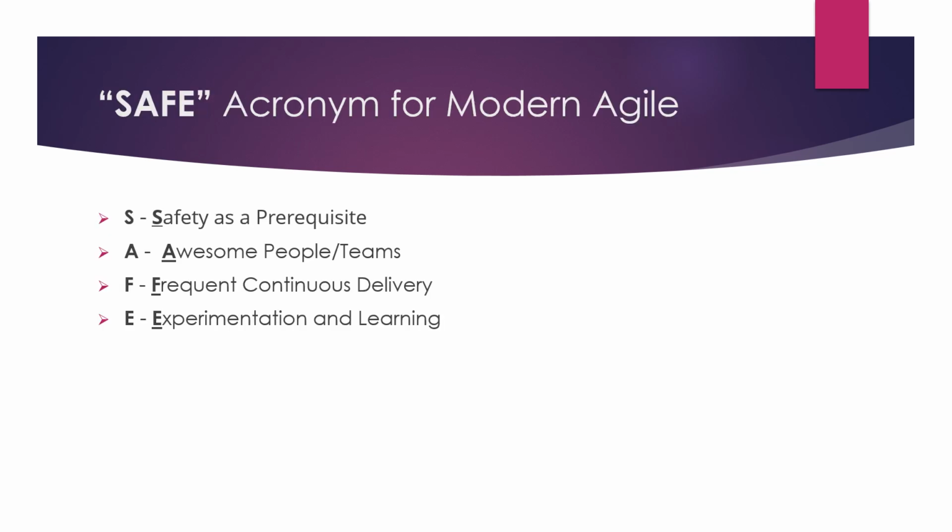So we understood what modern agile is and what its four principles are. We went through each of these principles in some brief detail. Now we can also remember these four modern agile principles through an acronym, which I am calling SAFE, where S stands for safety as a prerequisite, A for awesome people and teams, F for frequent continuous value delivery, and E for experimentation and learning. So continuously learning, continuously improving.